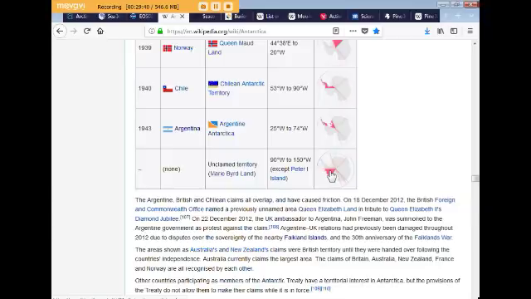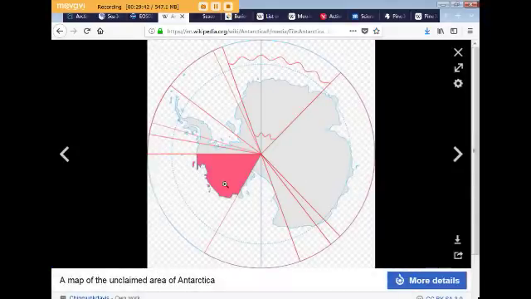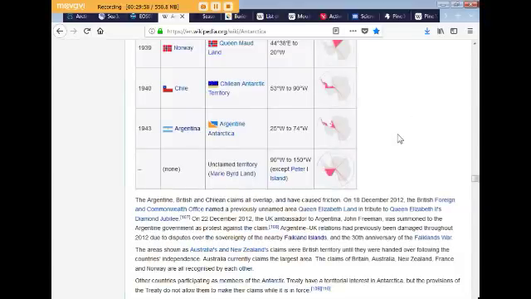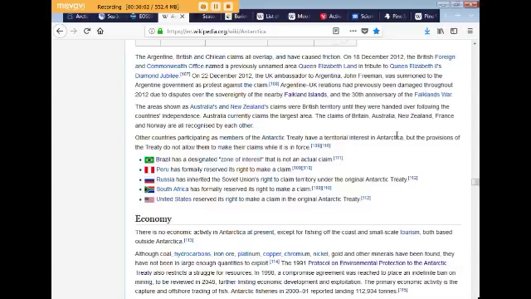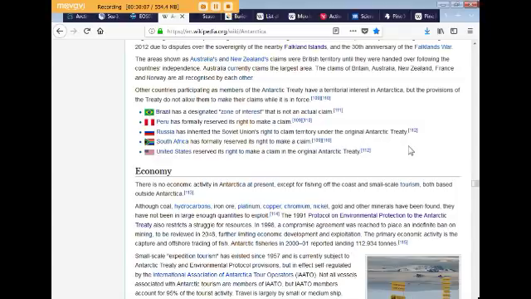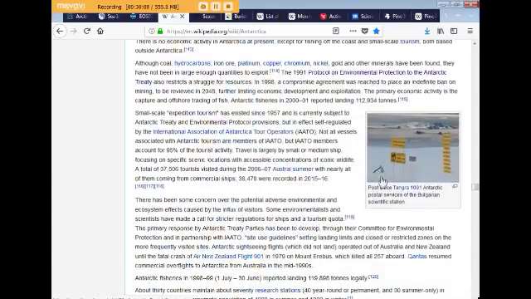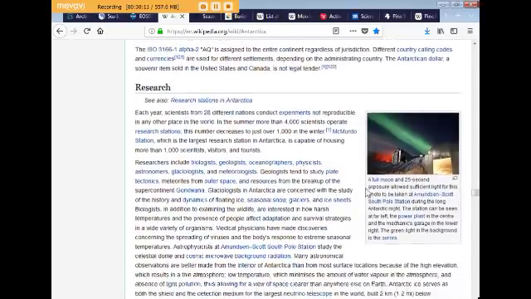And we're going to look at that because this is the area where the Pine Island Glacier is located, and so it's interesting that that's in the unclaimed territory. So I don't know who kind of looks over that area or whatever. So here's the economy, research.